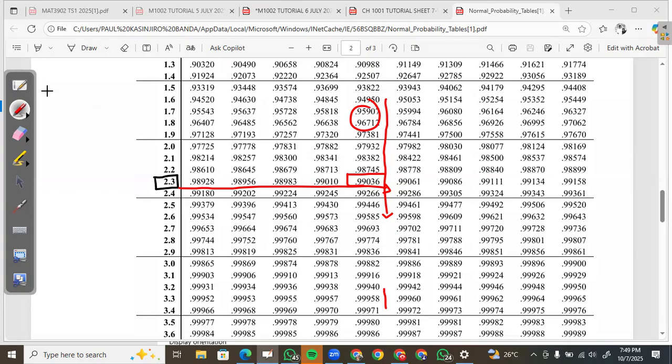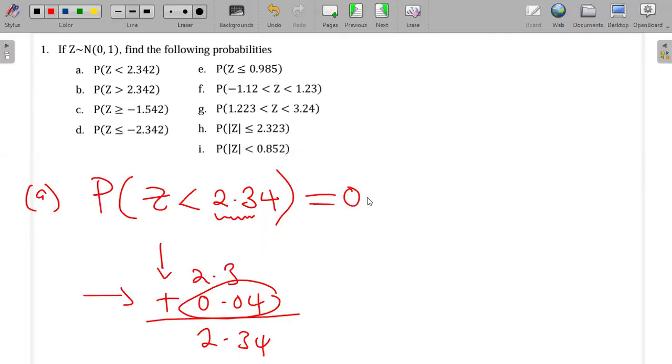We're just going to have 0.9904. So that will be the answer here, 0.9904. So for the first one here, it will be this guy here. So I can write it somewhere here.